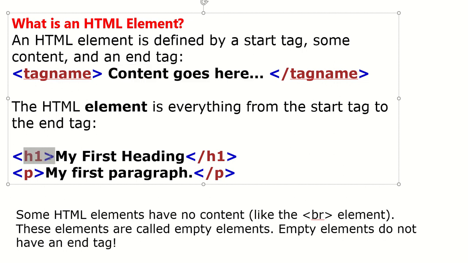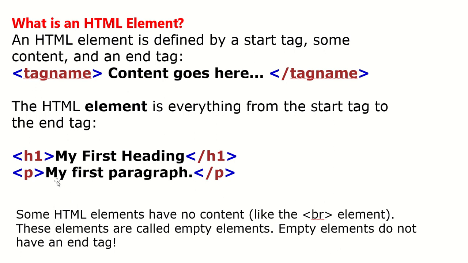For example, if our HTML element is h1 and you want to start it, then within angle brackets you have to write h1, then your content, and then close it using the forward slash. In the same way, P indicates paragraph, your content, again a forward slash, and P indicates the end tag. Some HTML elements have no content, like BR, break a line. These elements are called empty elements. Empty elements do not have an end tag.